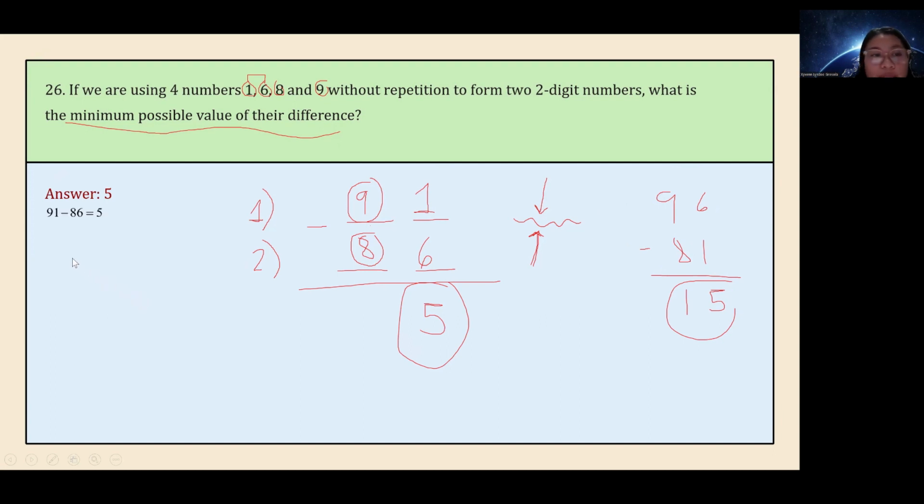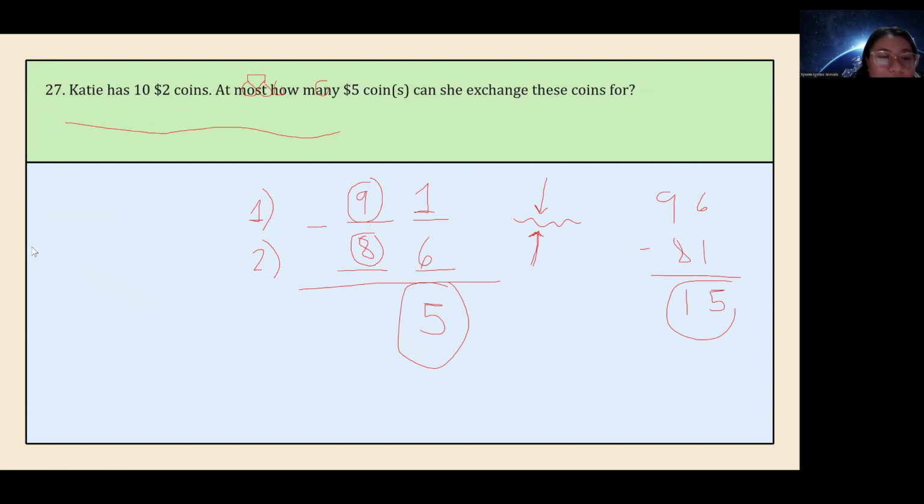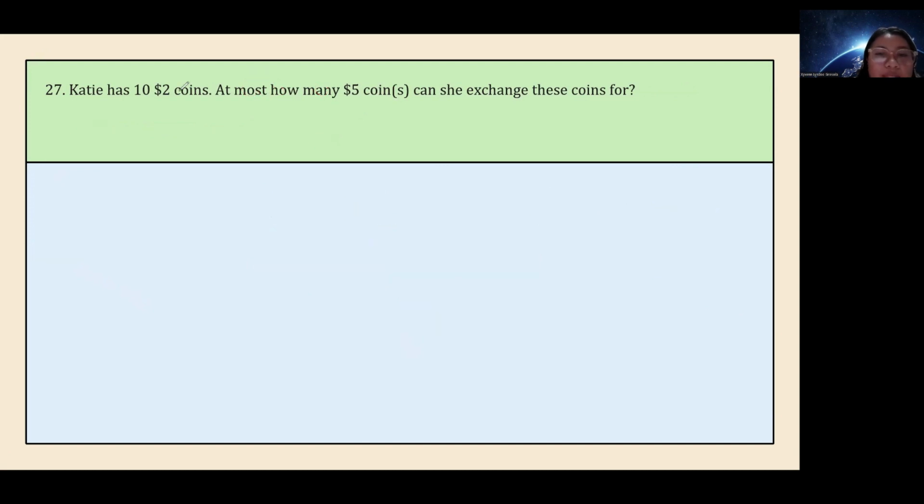Next, number 27. Katie has 10 $2 coins. At most, how many $5 coins can she exchange these coins for? So we just have to multiply 10 times the $2 to know the amount. So 10 times 2, that's 20. And of course, since we want to exchange for $5 coins from this value, which is $20, we divide by 5. So 20 divided by 5. Okay, so 4 times 5, that's 20. And so this will become 4.